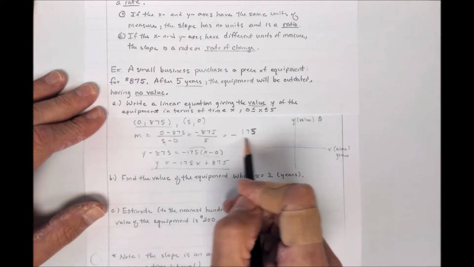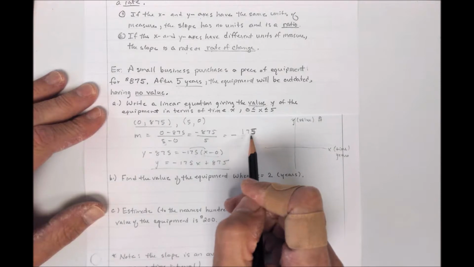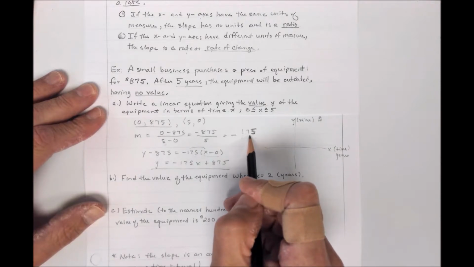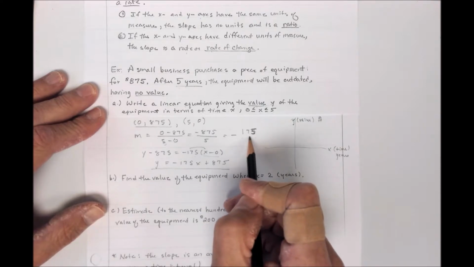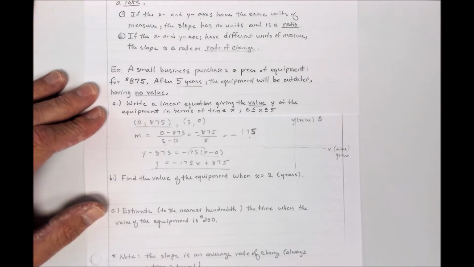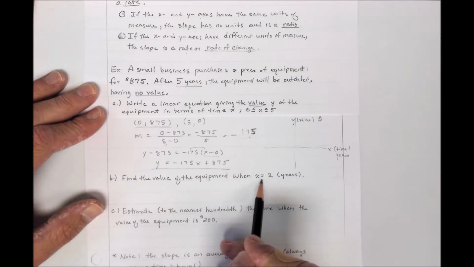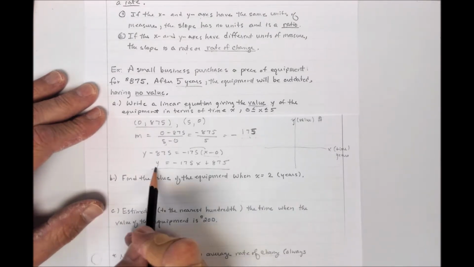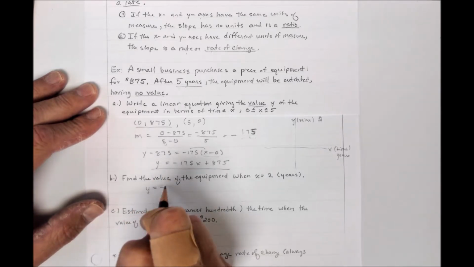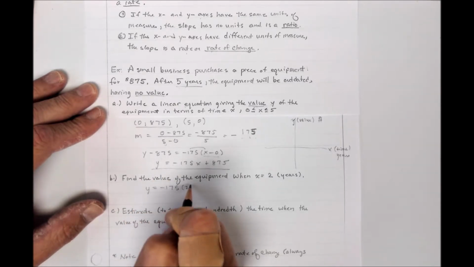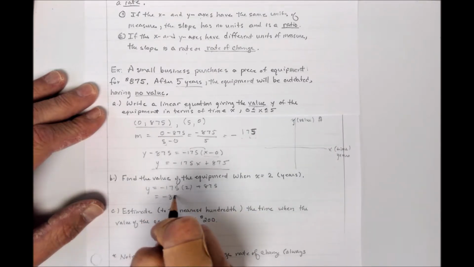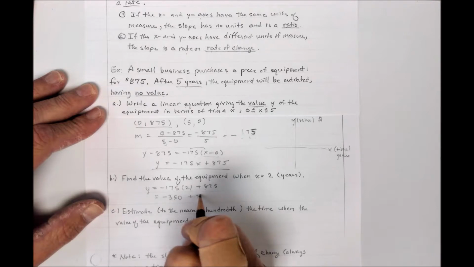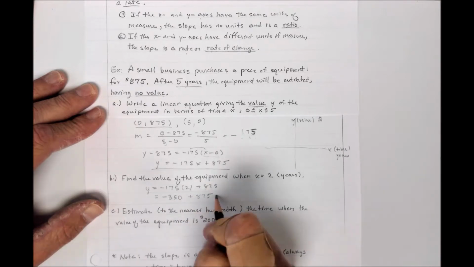Now this is a rate. This is how much my piece of machinery, whether it's a copier or whatever it might be, is losing value because of the negative, losing value each year. It loses $175 in value per year. Now it says find the value of the equipment when x is 2. Well, there's my value. So I just substitute in a 2 and do a little bit of arithmetic. This is negative 350 plus 875.